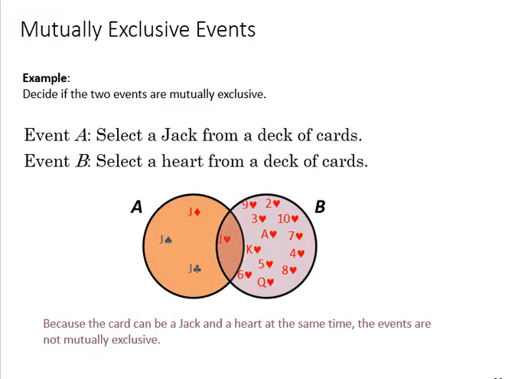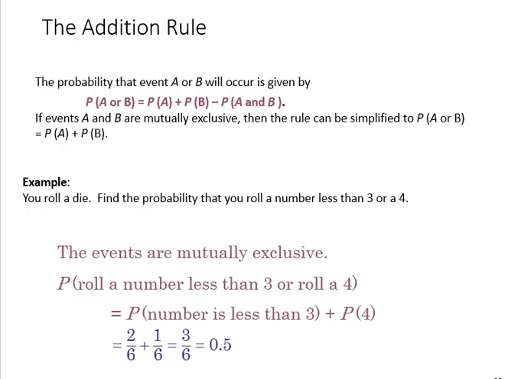The next example is pulling jacks from a deck of cards for the first event. And then event B is selecting a heart. And these would be mutually exclusive if there was no jack of hearts. But the jack of hearts is both a jack and a heart. So that is overlapping. These are not mutually exclusive events. And that brings us to the addition rule.